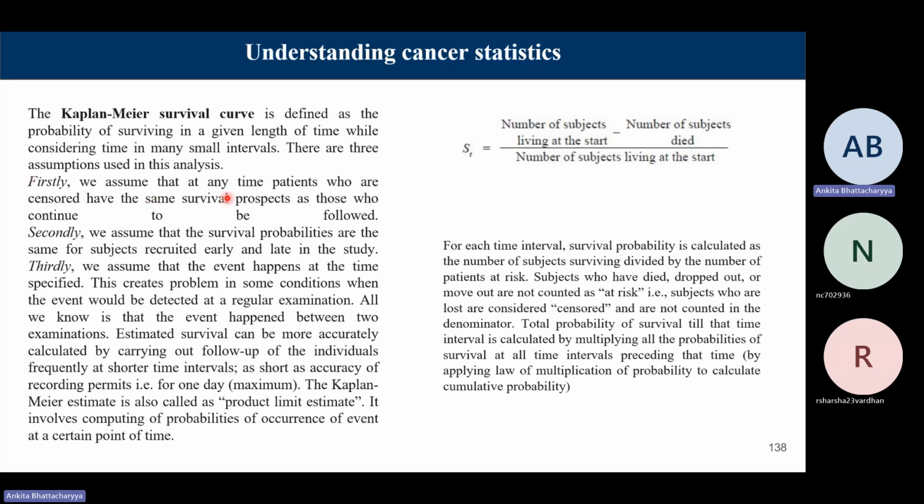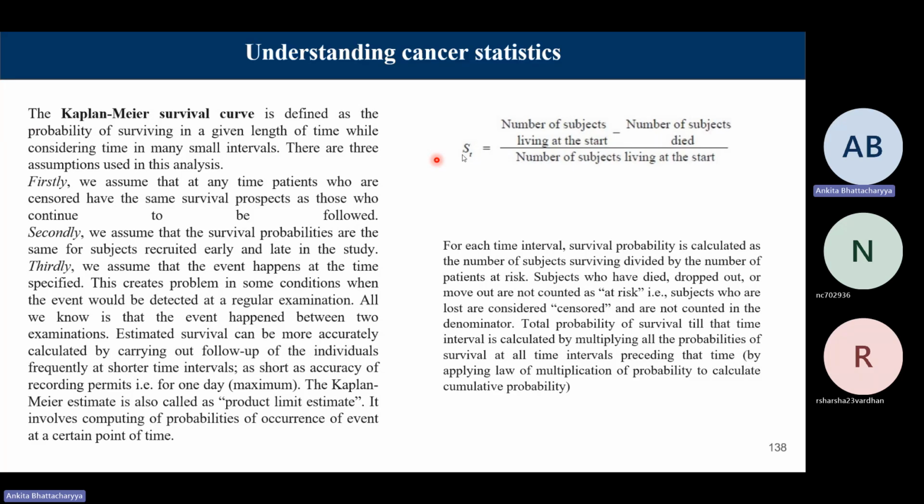First, it is assumed that at any time, patients who are censored have the same survival prospect as those who continue to be followed. What does that mean? It means that if there are certain patients who have discontinued, for example, say you are starting off with 50 patients, a very small number, but just for the sake of discussion, and among them only 20 or 25 turn up for your follow-up examinations, and the rest cannot be tracked.